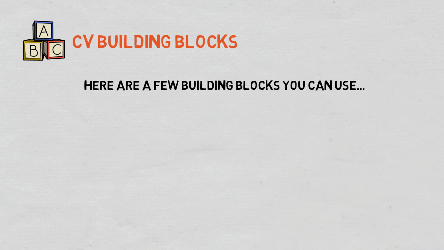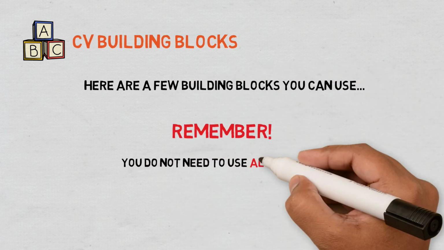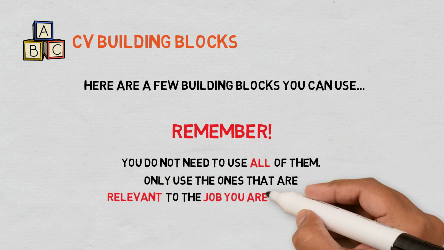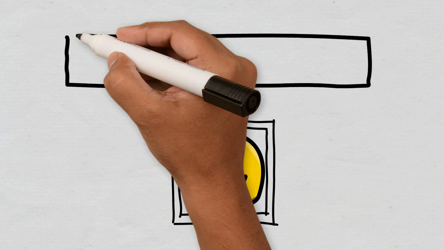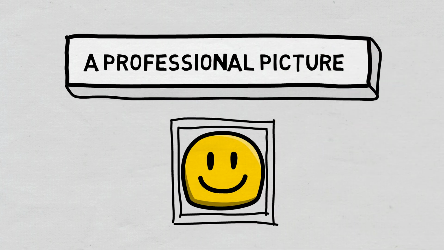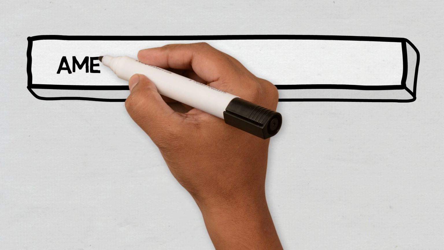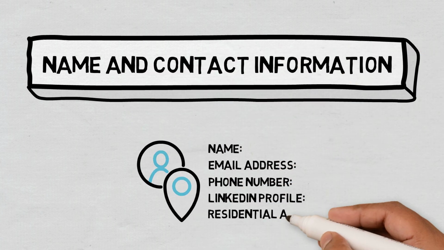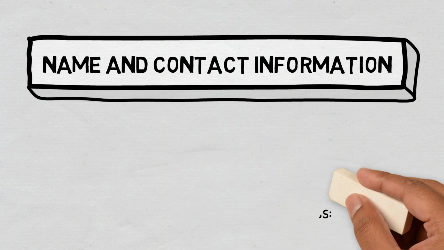I'm going to list out a few of these blocks, but keep in mind, you do not have to use all of them. Deciding which blocks to use is a matter of relevance to the job you are applying for and is further explained a bit later. A professional picture, your name and contact information such as your email address, phone number, or any other means for people to get a hold of you.